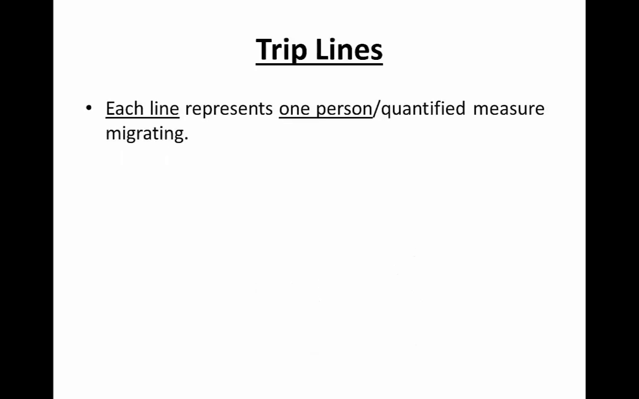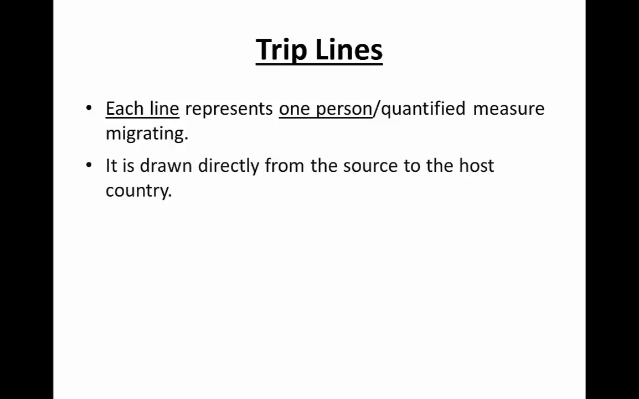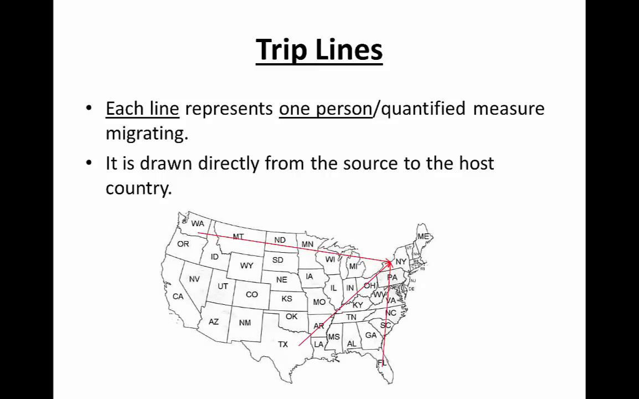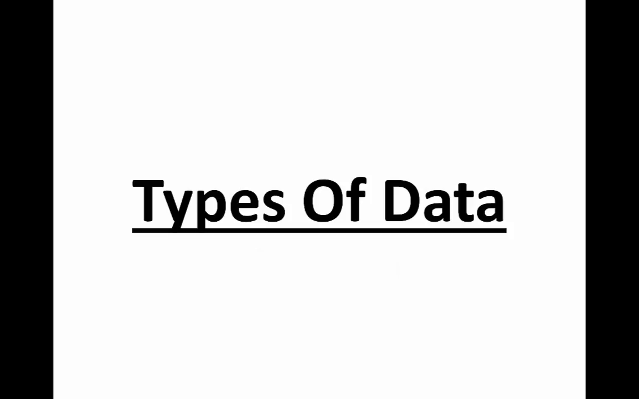Trip lines are going to not be proportional to the quantity of movement because each line is representing one person when they are migrating from one area to another. It's drawn directly from the source to the host country, or the source area to the host area, and it doesn't actually follow the route. So for example, here we see a lot of people moving to New York from different places, such as Florida, Washington and Texas, and each of them represents just one single person or one single entity moving there.